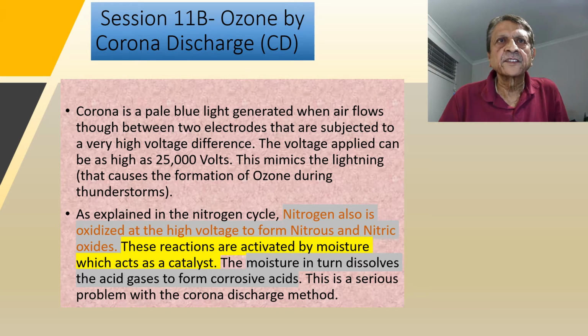As explained in the nitrogen cycle, nitrogen is also oxidized at a very high voltage to form nitrous and nitric oxides. These reactions are activated by moisture, which acts as a catalyst. The moisture also dissolves the acid gases to form the corrosive acids. This is a very serious problem with the corona discharge method.